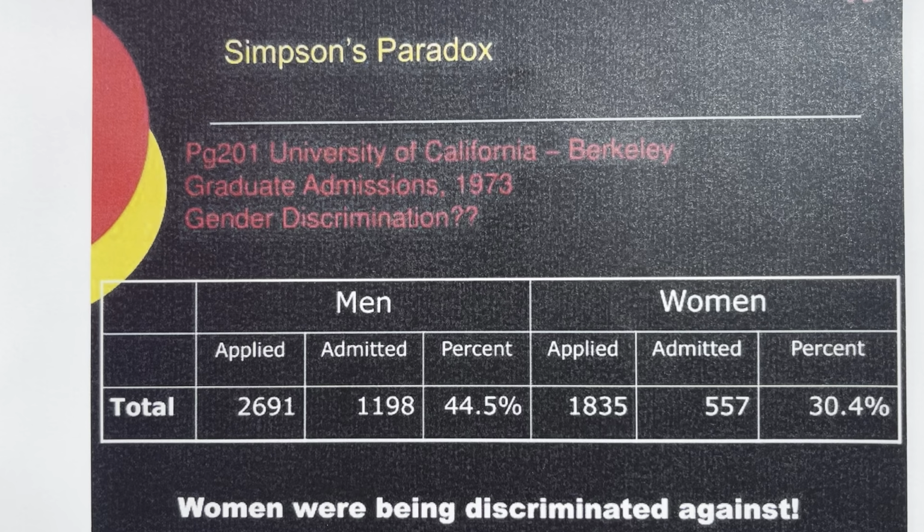Berkeley that year had about 2,700 men apply. They accepted 1,200 for a 44.5% admittance rate. There were just over 1,800 women that applied. They accepted about 550 for a 30.4% admission rate. So the argument was, well, women are being discriminated against. There's less of them, and they're coming in at a lower percentage, 30% versus 44.5%.